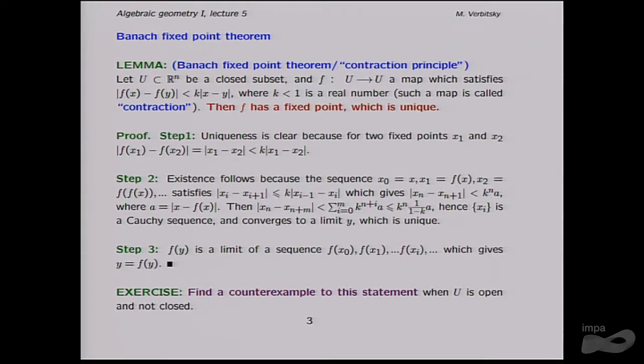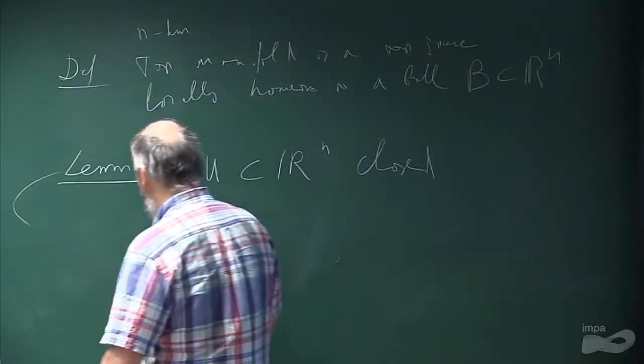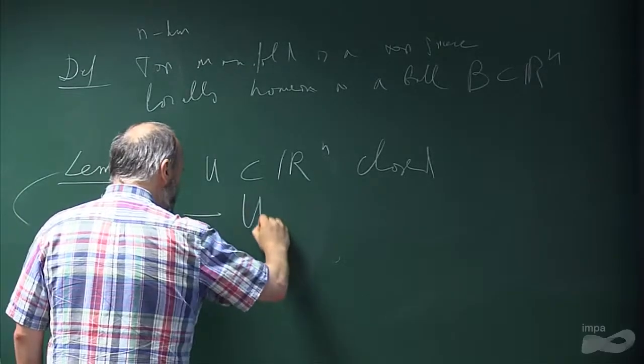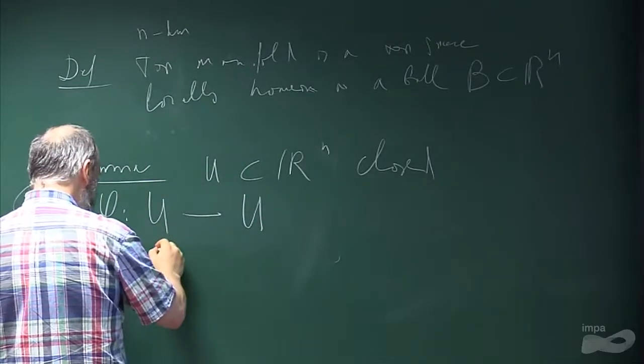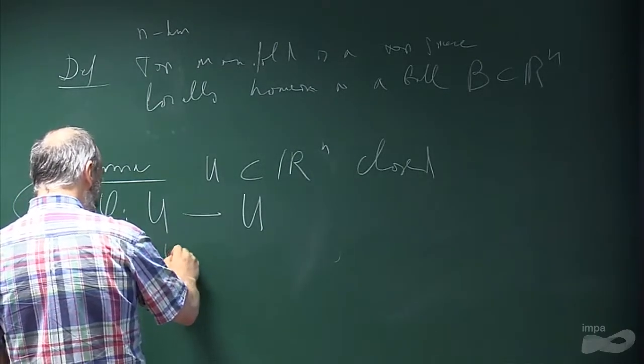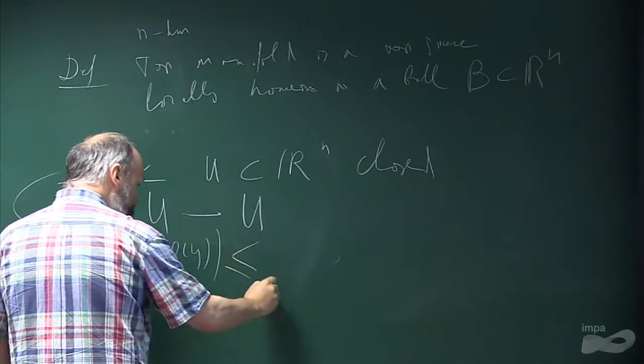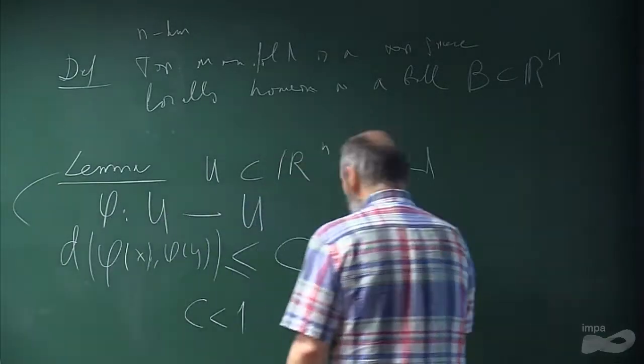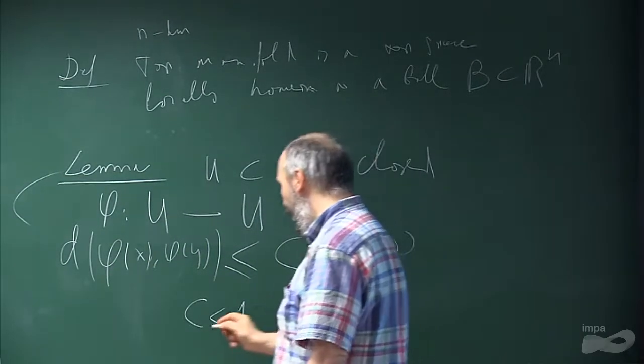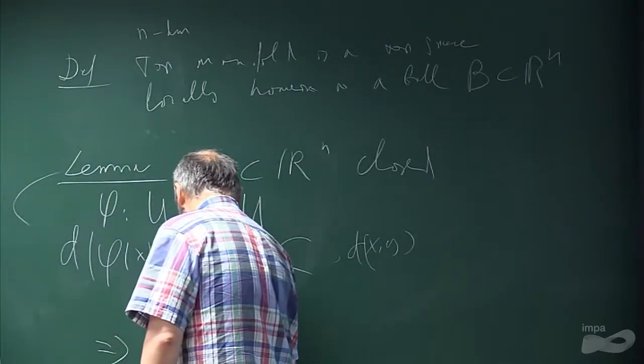Anyway, before going further, I need to give you the Banach fixed point theorem. I'm almost sure you know it, but let's do it. It's trivial. So you have a complete metric space, I mean, metric space is enough, but here it's Rn. So U inside Rn, closed. And then you have a map phi from U to itself such that the distance from phi of x to phi of y, so it decreases distances, is less than or equal to c times d of x to y, where c is less than 1, some constant. Then phi has a unique fixed point.